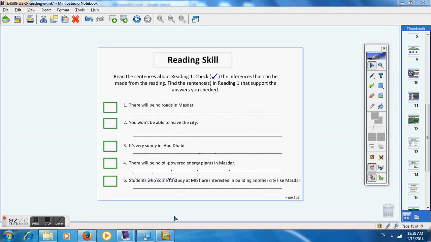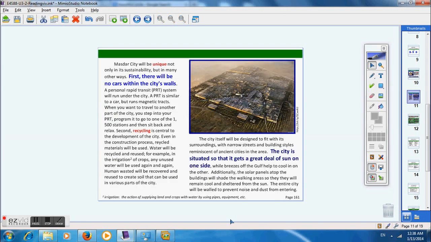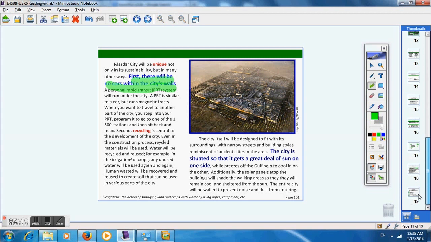Okay, let's check the answers. So at number 1, is it a check in number 1? See? Oh, okay. That is a tick. So there will be no roads in Masdar. Let's check here. Okay, first, there will be no cars within the city's walls. Of course, if there are no cars, it means there will be no roads. So we will get the sentence and write here.